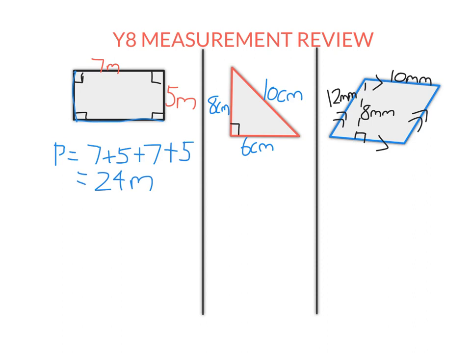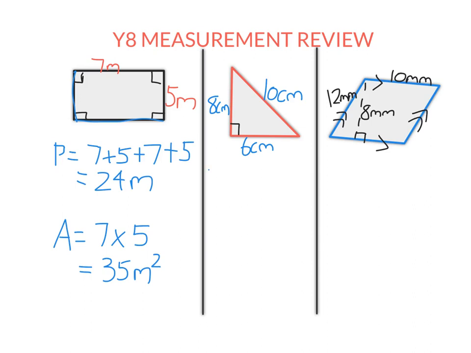To find the area of a rectangle, it's very simple. You just times the length and the width together, the two dimensions together. And the area would be 35, but of course area is measured in square units. So the area there would be meters squared. Let's now look at the triangle.